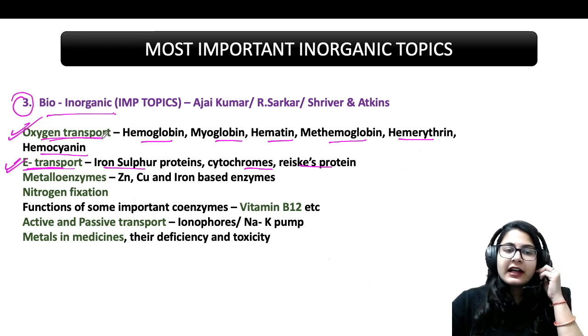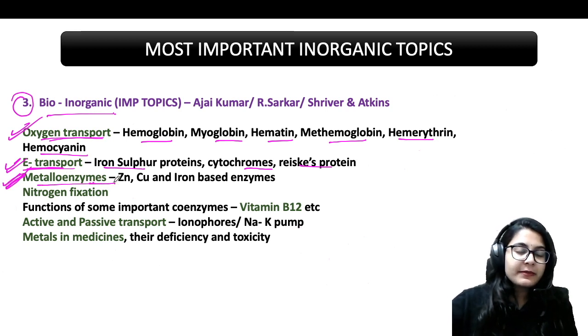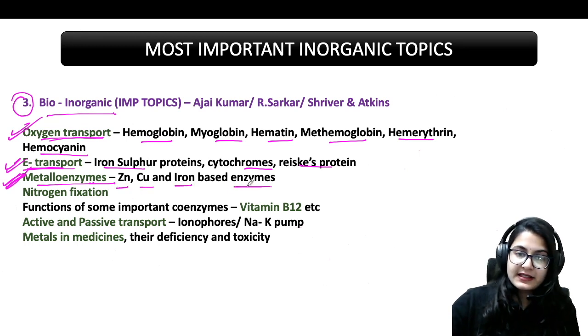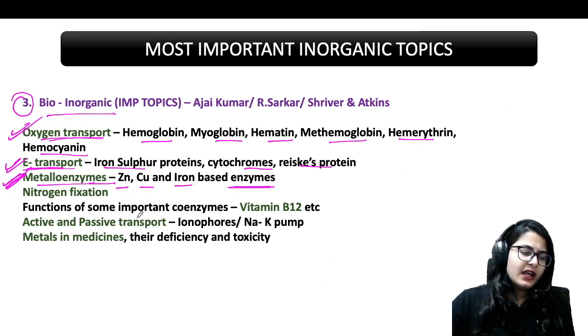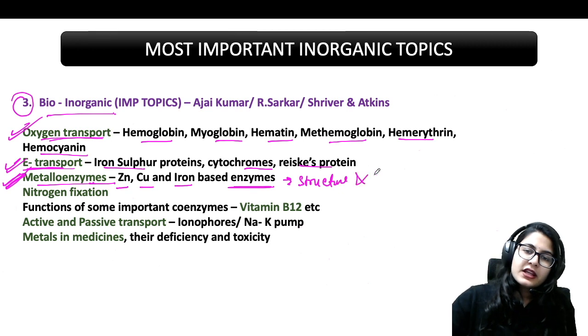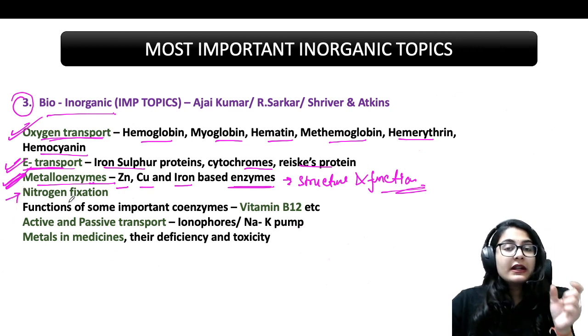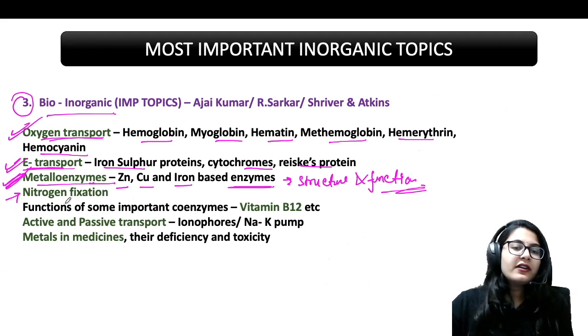And also oxygen transport. Now, all right, so the third category is metalloenzymes. Metalloenzymes, mostly zinc based, copper based, and iron based enzymes are asked. Okay, what will be their structure and what will be their function? Structure and function. याद है सबसे ज़्यादा. Okay. Then there is nitrogen fixation. So which enzyme, what is the structure, what is the change in the oxidation state? All right, so all of those things, nitrogen fixation may be.